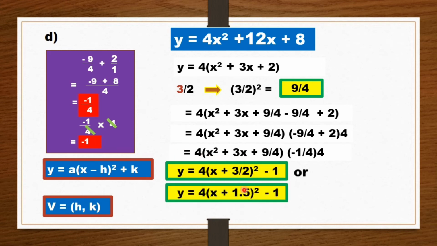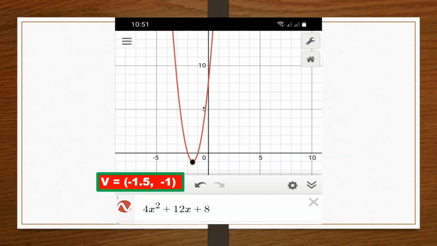So 3/2 is also equal to 1.5 in decimal form. And then this is the h and this is the k. So the opposite of 1.5 is negative 1.5. And copy the value of k, which is negative 1. So the vertex is the quantity of negative 1.5, negative 1.